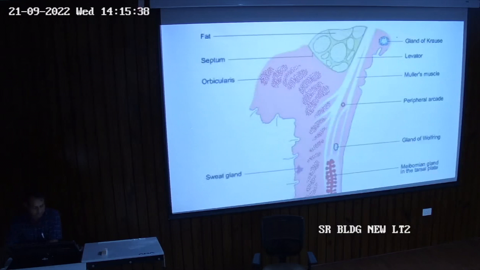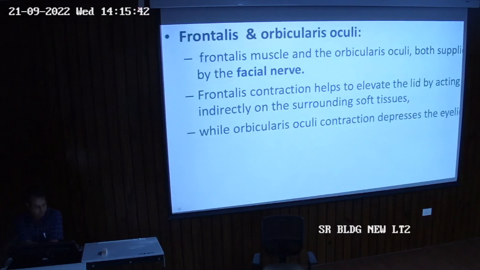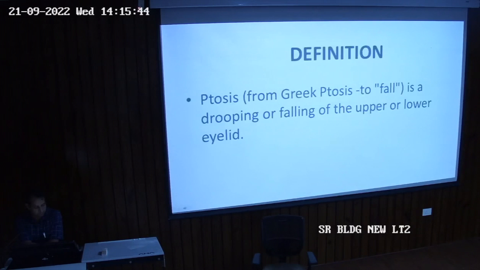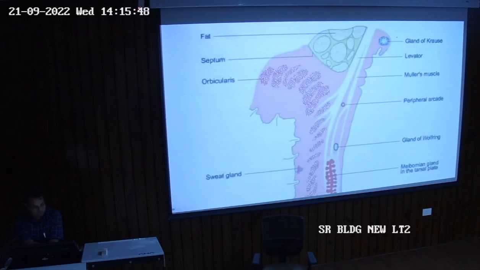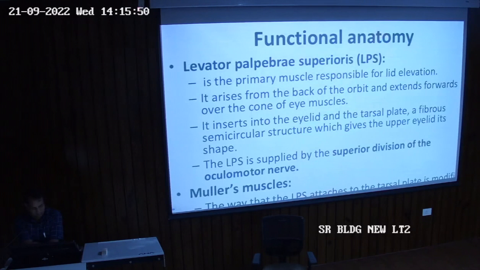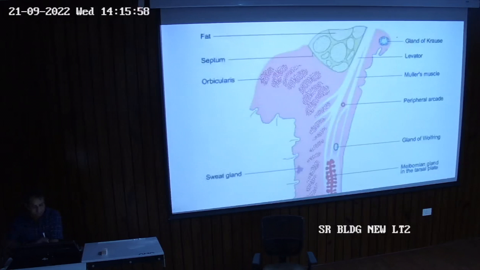Second is the Muller's muscle. The way that LPS is attached to the tarsal plate is modified by the Muller's muscle. This is the cut section of the eyelid. You can see all three muscles: orbicularis, levator and Muller's.